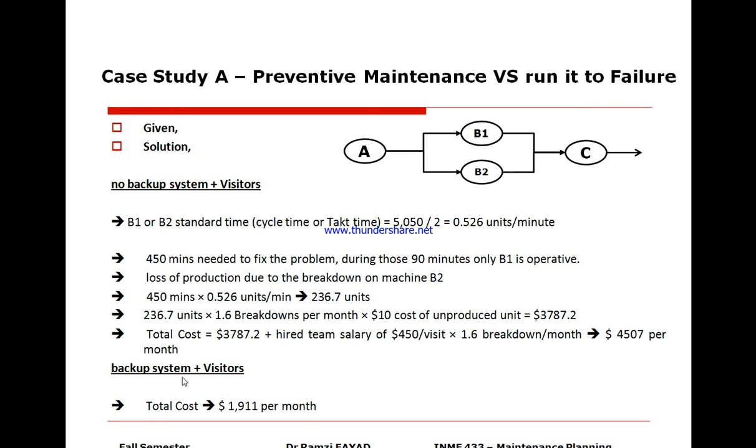In case we have the backup system, for the first 60 minutes there's only B1 in operation. The total time, the mean time to repair, is 450 minutes. So for the first 60 minutes only machine B1 is in operation, and for the remaining time, about 390 minutes, we have B1 plus B3 in operation.